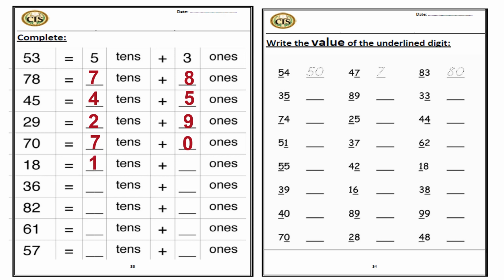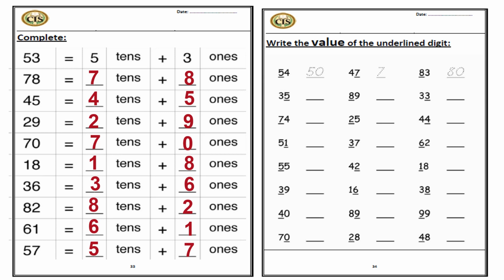18, 1 is tens and 8 is ones. 36, 3 is tens and 6 is ones. 82, 8 is tens and 2 is ones. 61, 6 is tens and 1 is ones. 57, 5 is tens and 7 is ones.